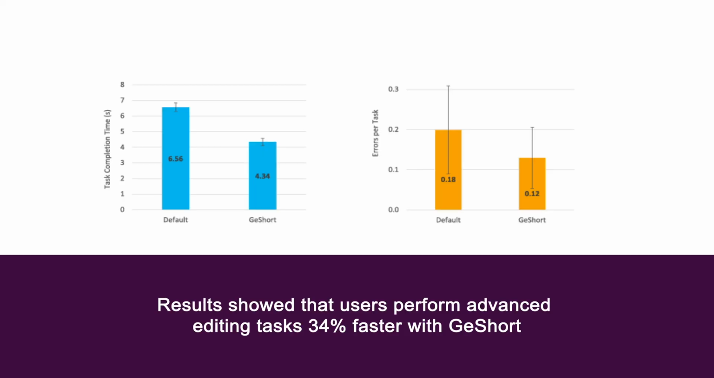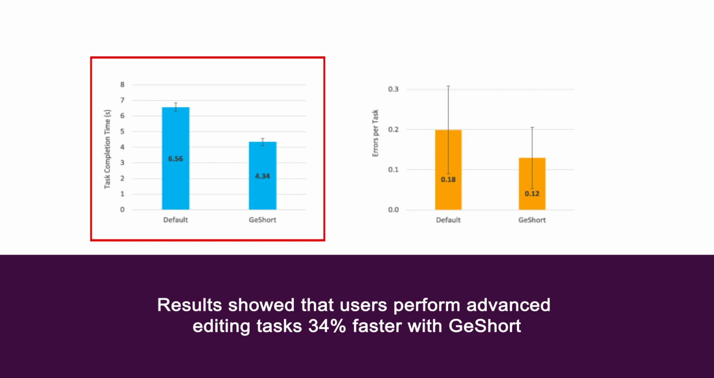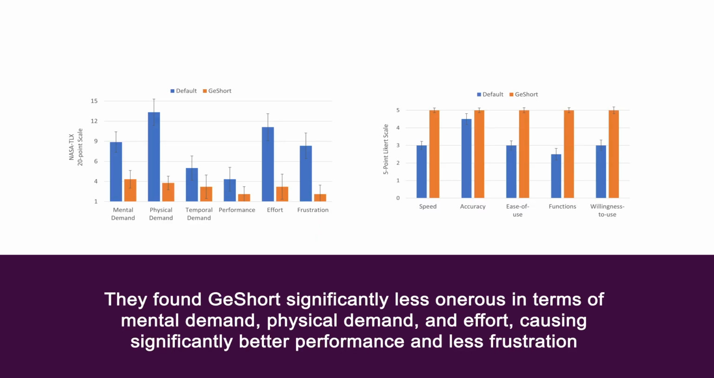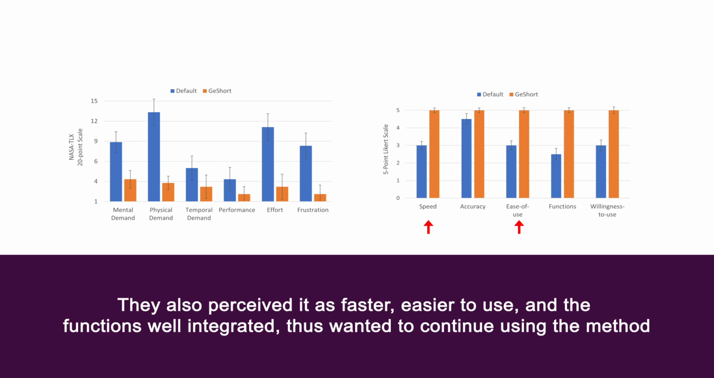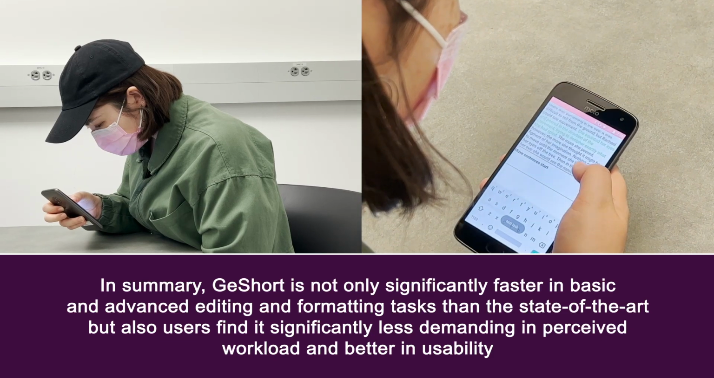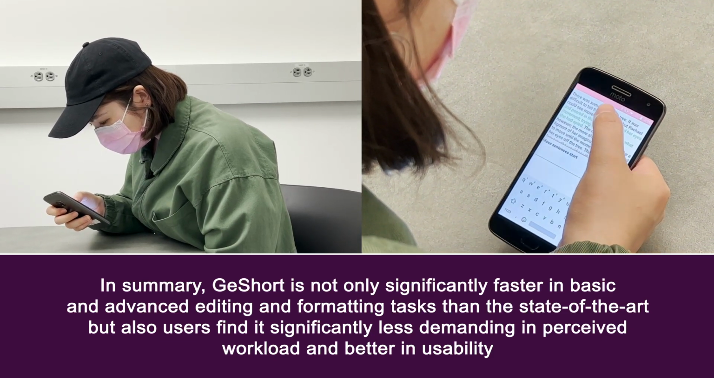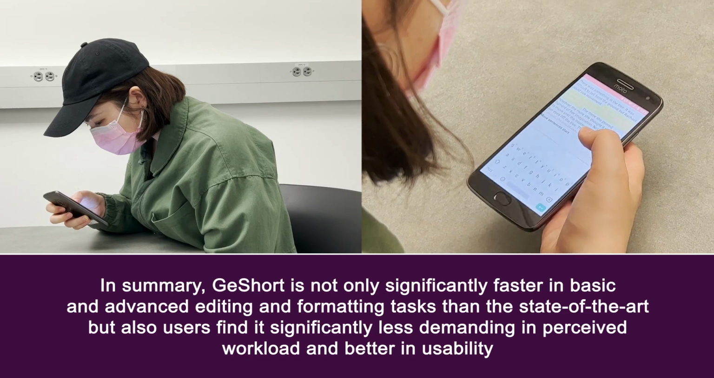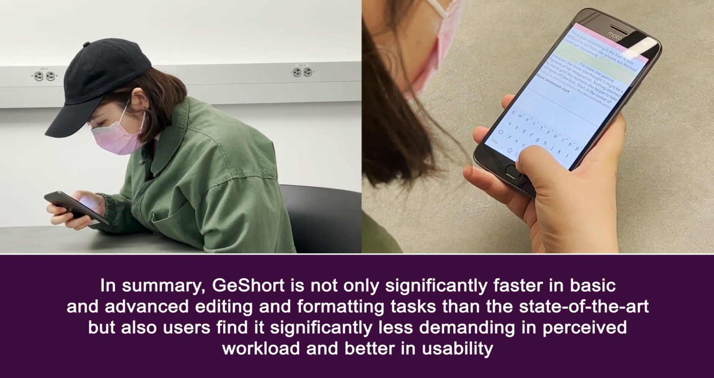Results showed that users perform advanced editing tasks 34% faster with GeShort. They found GeShort significantly less onerous in terms of mental demand, physical demand, and effort, causing significantly better performance and less frustration. They also perceived it as faster, easier to use, and the functions well integrated, thus wanted to continue using the method. In summary, GeShort is not only significantly faster in basic and advanced editing and formatting tasks than the state-of-the-art, but also users find it significantly less demanding in perceived workload and better in usability.